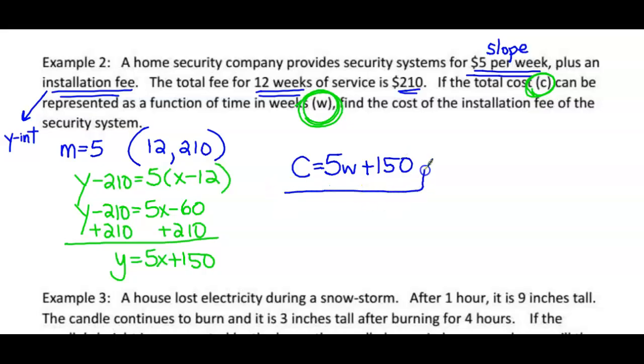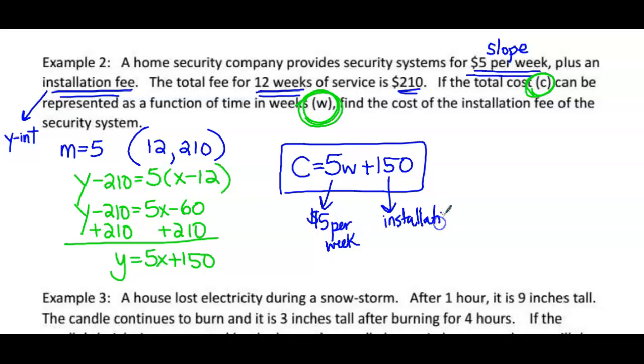So this is the first requirement, this equation. I know the 5 is the charge, $5 per week. But we didn't talk about the 150. The 150 is the installation fee, because it said there was an installation fee and your starting point is your y-intercept. So then the question says find the cost of the installation fee. We're going to say $150. And that's question number 2. So we have one more here on the front.